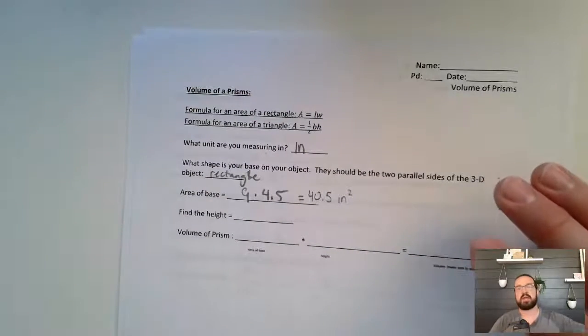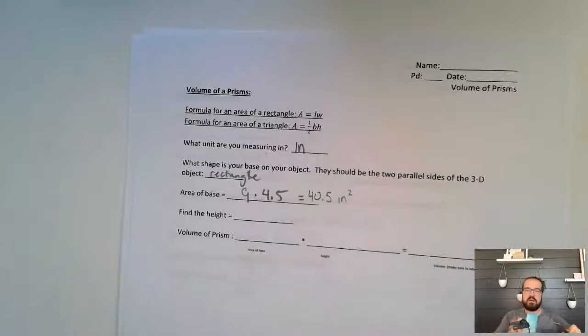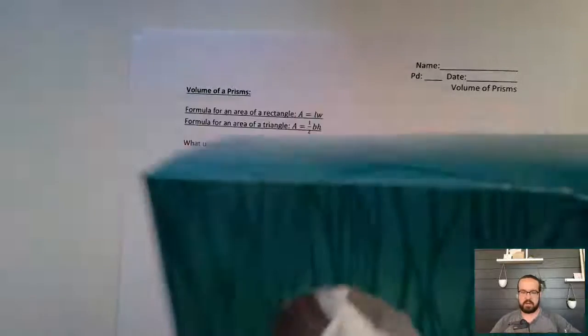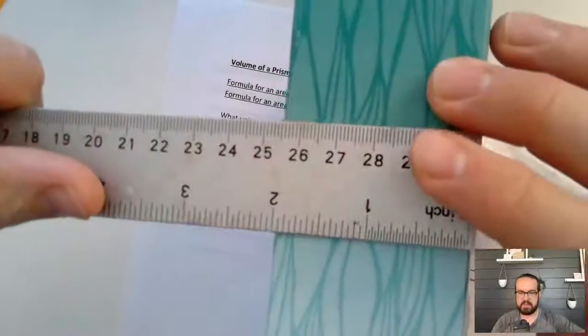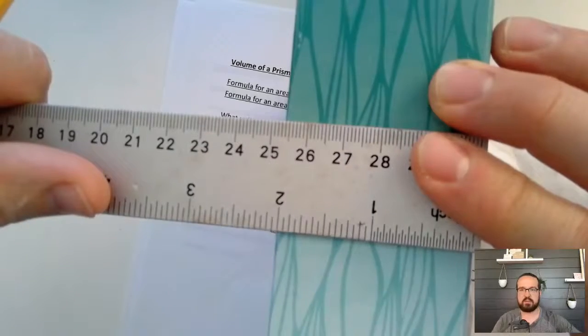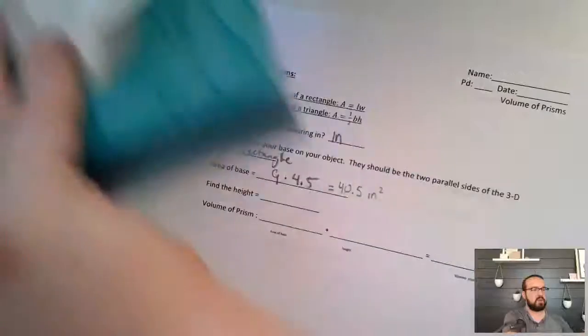Okay, let's bring it back here to find the height. Let's see here, how can I do this? Here's a good way to do it. So I have my height here. I'm going to find this here. It looks like it's about 2 inches high, right? 2 inches high when it would be sitting like it normally would. So we know it's 2.